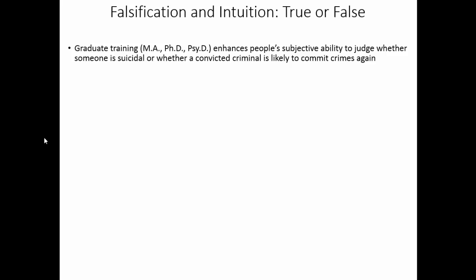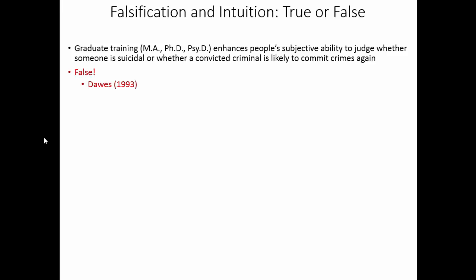So true or false: graduate training, getting a master's degree, even more so a PhD or a PsyD, some kind of doctorate, enhances people's subjective ability to judge whether someone is suicidal. Or, if you're a forensic psychologist, for example, or maybe a clinical psychologist, whether a convicted criminal is likely to commit crimes again. True or false? Graduate training helps you to be able to predict those things based on your subjective judgment.